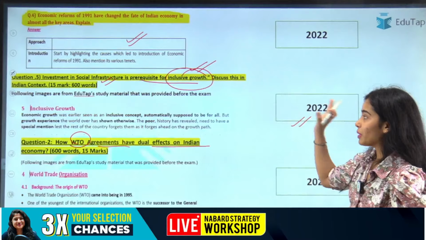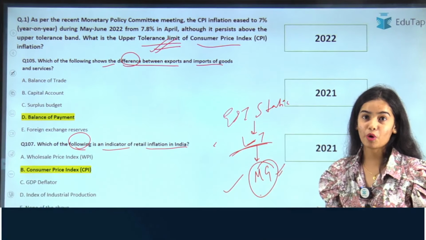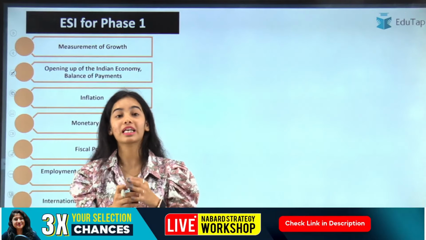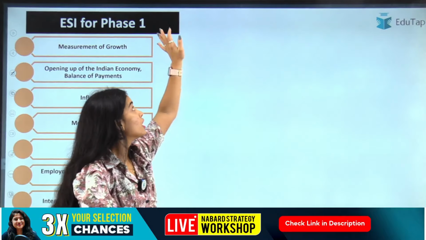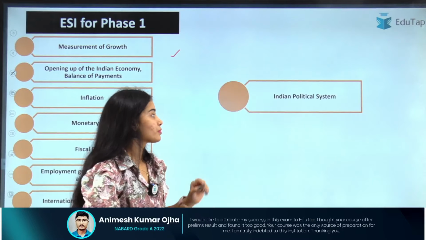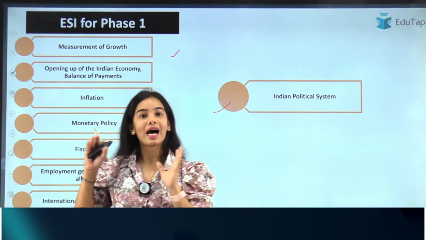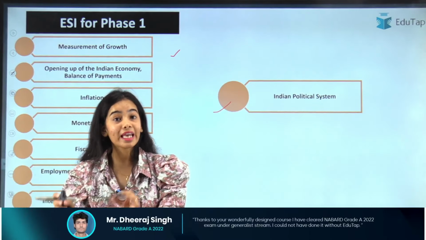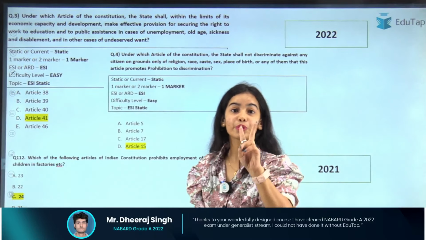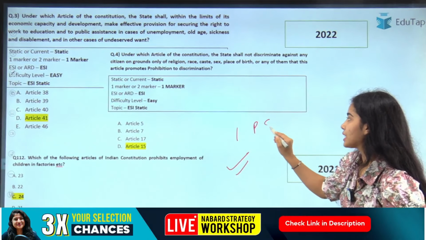Okay, because for phase 1 I have shown you, for phase 2 I have shown you, these chapters are very important. Now there is some additional strategy, the additional component that I promised you, that will prepare you completely for phase 1 in the ESI static. Okay, so in phase 1, Indian political system. See, the Indian political system is not as important for phase 2, but it is very, very important for phase 1. How is it very, very important for phase 1? 2022, 2 direct questions.